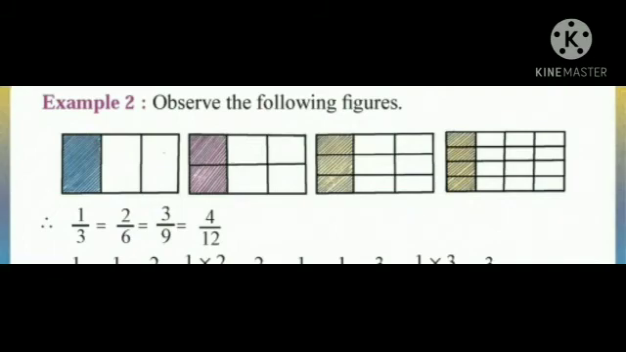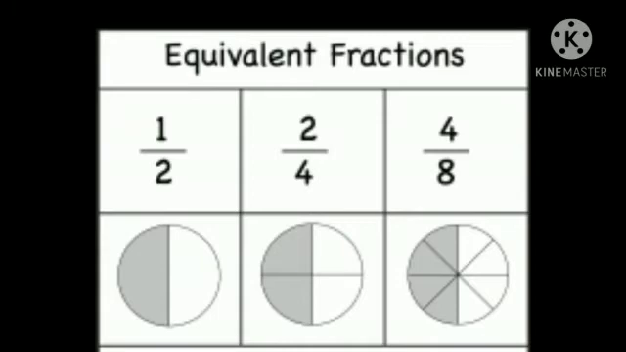So now I am going to tell how we can find the equivalent fractions for a given number. So let us learn how to find out equivalent fractions. That is, we have to multiply the numerator and denominator of the fraction by the same number other than 0.